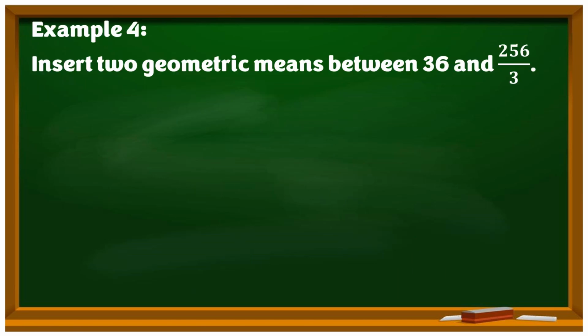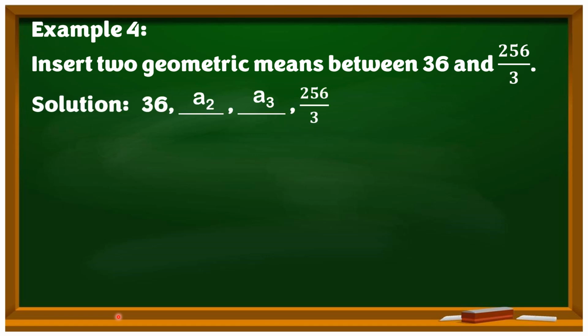Let's have now example number 4. Insert two geometric means between 36 and 256 over 3. So first, we're going to illustrate the given problem in example number 4. That is 36, a sub 2, a sub 3, and the last term is 256 over 3.